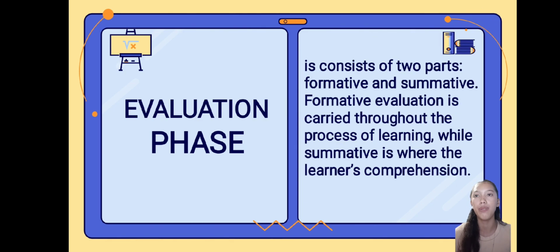So the last one for this model is the evaluation phase. When we say evaluation, it consists of two parts, formative and summative. Formative evaluation is carried out throughout the process of learning, while summative is where the learner's comprehension is assessed. The evaluation is when the training program goes through in-depth review and testing.